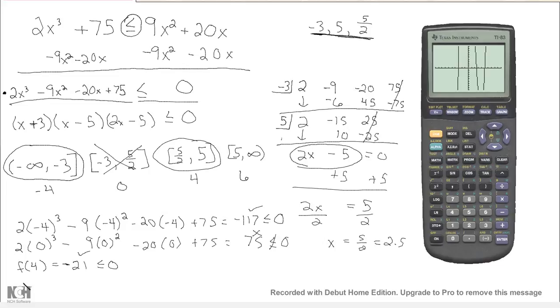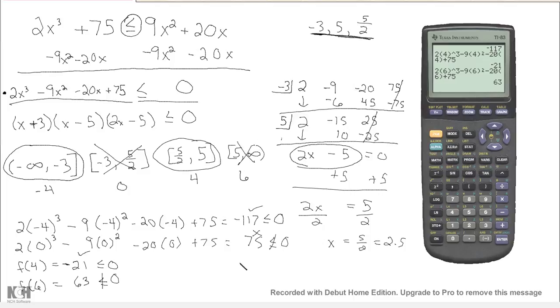So we chose 6 in that interval, so I want to see what f of 6 is. So I'm going to come back to the main screen, hit second enter to pull up what I did before, and just go back in and type 6 where I had 4s before. 63, which is not less than or equal to 0, so this one didn't work.